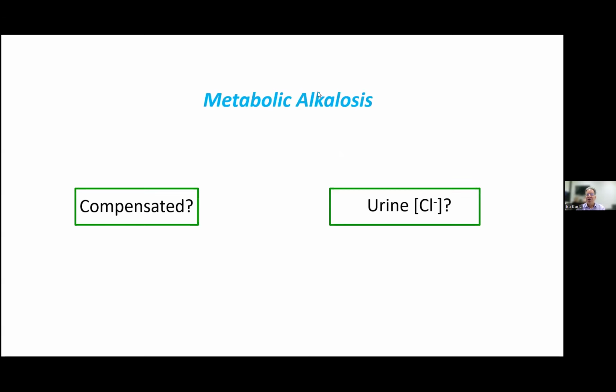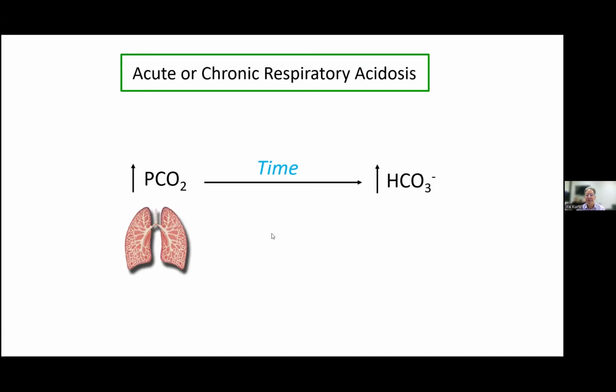So again, just to summarize, metabolic alkalosis, we determine if it's compensated, just like metabolic acidosis, in every patient. Don't miss any. And then you just don't look at the anion gap. You look at the urine chloride concentration to decide, is the patient going to respond to chloride?